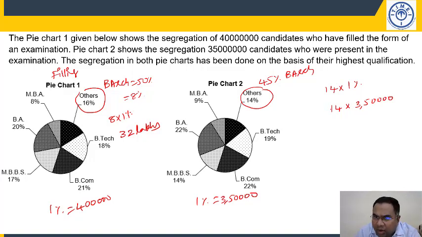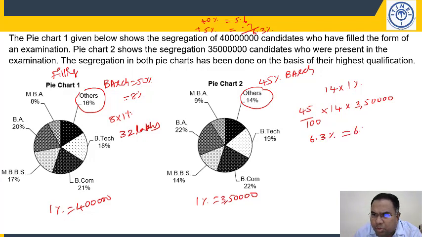Now see here. Out of this, 45%. So 45% of 14%, I can write like this: 40% plus 5%. 40% will be 5.6, 10% is 1.4, 5% will be 0.7, so I get 6.3%. You can do it like this, or 6.3%. This value, 45% of this, will be 6.3%. So 6.3 into 3,50,000.